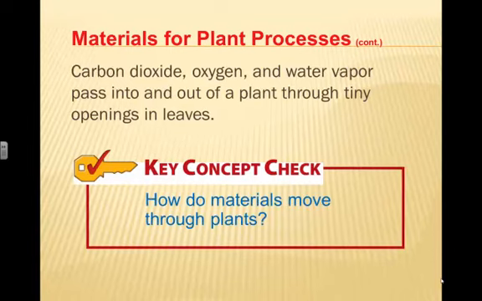The materials that are necessary for photosynthesis to occur, you've got three ingredients: carbon dioxide, water, and oxygen. And remember, the carbon dioxide and the oxygen, there is going to be a gas exchange through those little tiny openings in the leaves called stomata, which are opened and closed by the guard cells.